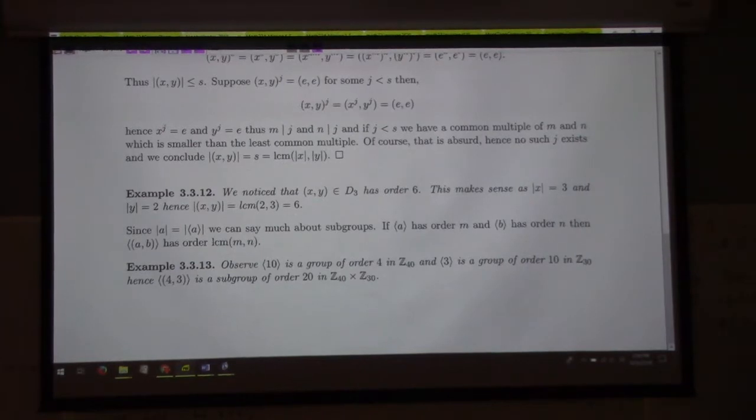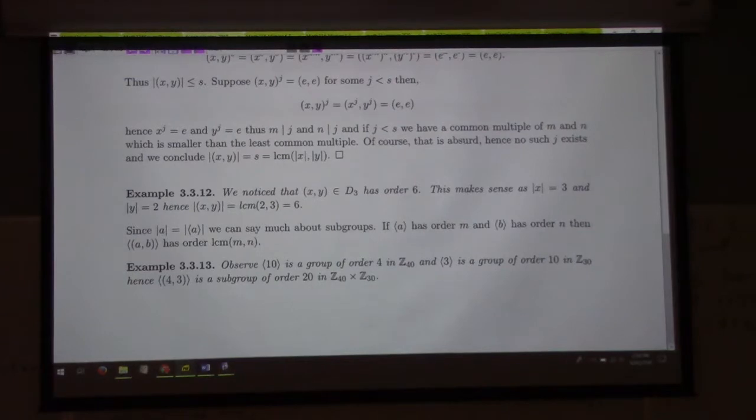Okay. Another application: if we look at the subgroup generated by 10, it has order 4 in Z40. The subgroup of order 10 in Z30, excuse me, this has order 10. The least common multiple of 4 and 10 is 20. So if we look at the cyclic subgroup in Z40 cross Z30 generated by the tuple 4 comma 3, that has order 20.